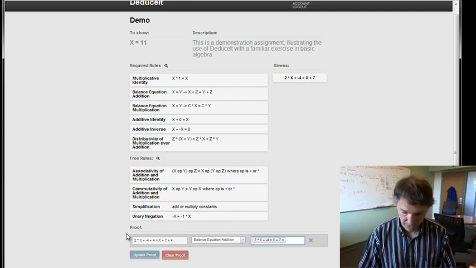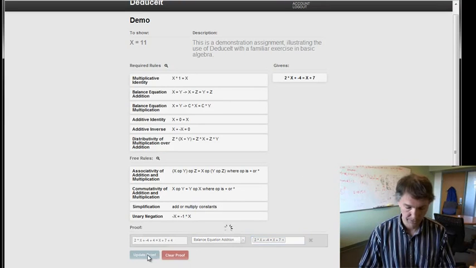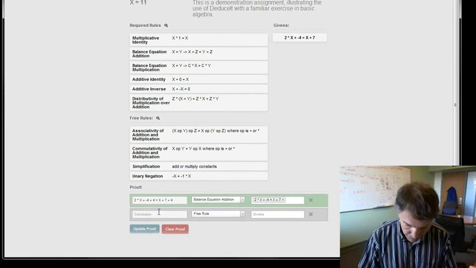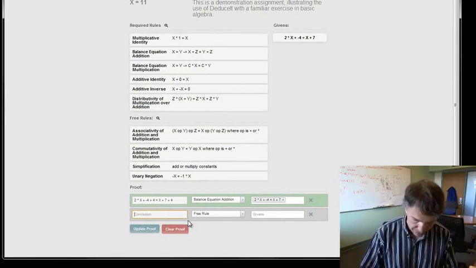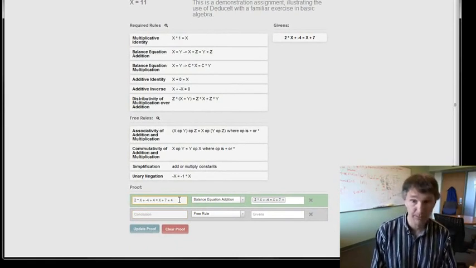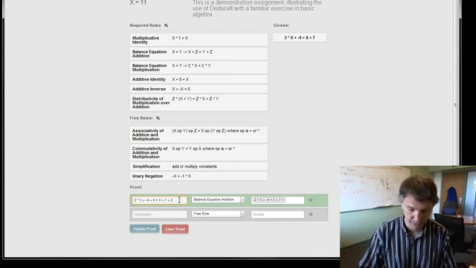All right, so here we have one step of our derivation. We think this is right. We click Update Proof, and the system comes back and says, indeed, yes, that was a valid step of the derivation. Okay, so now let's do another step. Well, actually, let's see what would happen here if we did this balance equation step incorrectly. Let's say we didn't add the same thing to both sides. And so let's try that out.